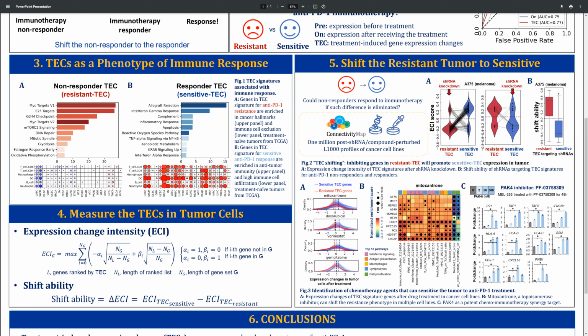Besides these reported cases, we also identified some novel synergy targets for chemo-immunotherapy combination. This PLK4 inhibitor is the one we are validating in our wet lab, and we have observed that a PLK4 inhibitor can induce a dose-dependent enhancement of tumor antigen presentation, interferon signaling, and PD-L1 expression.